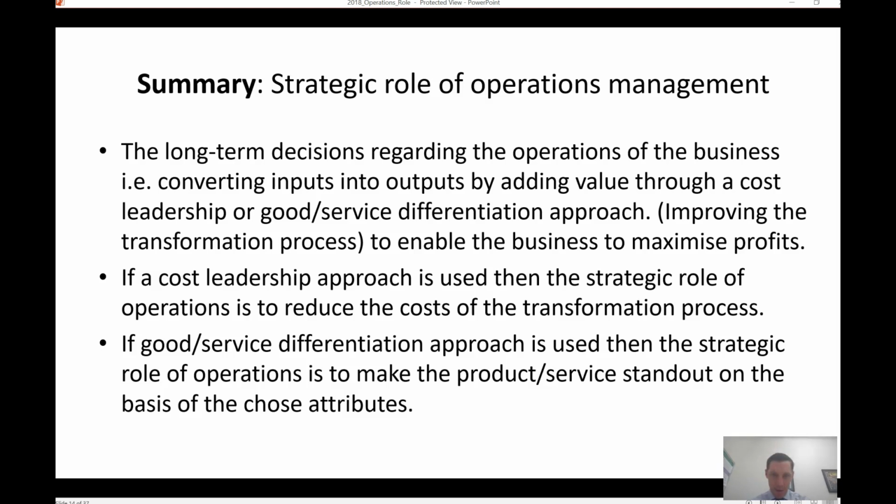Think about Pepsi and Coke. I don't think you could argue that Pepsi and Coke are not pretty similar. Okay, yes, there's a slight difference in taste. So they're not differentiating significantly on this second point here. So therefore, from an operations perspective, they're probably taking a cost leadership approach where they are trying to reduce the cost to make a can of Coke or Pepsi, so therefore they can achieve their long-term objectives.